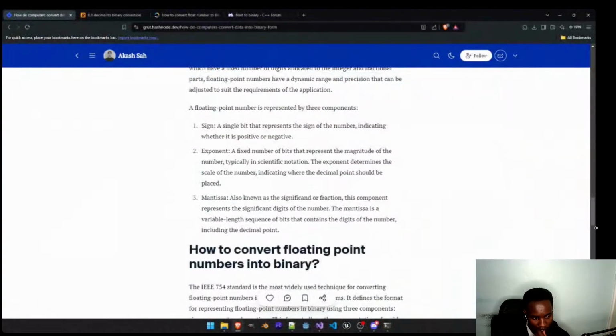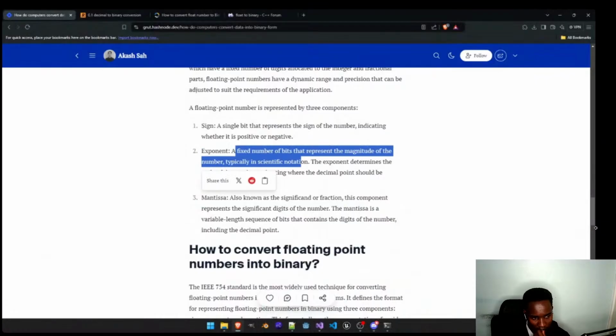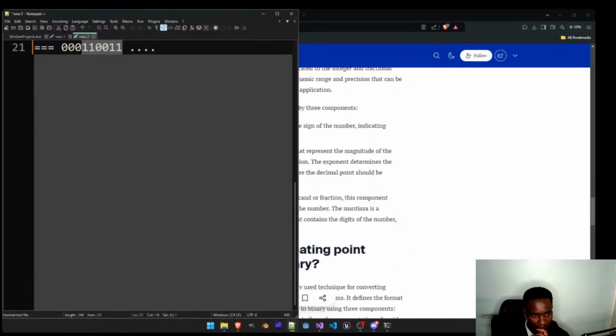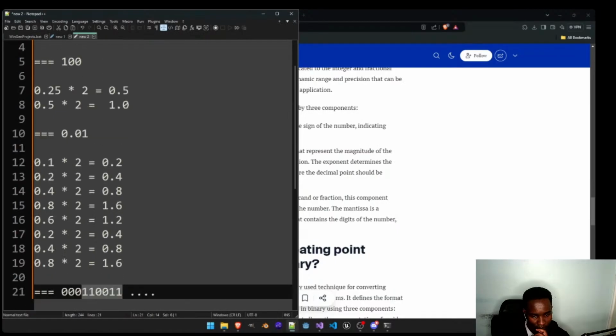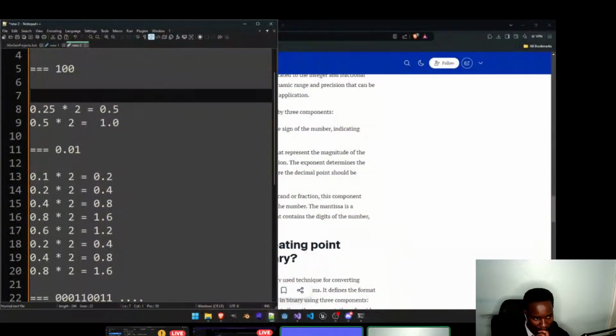And then we have an exponent. An exponent is a fixed number of bits that represents the magnitude of the number, typically in scientific notation. I think we know the exponent for the normal type of exponent. So for example, if it's 0.25, usually we put it like 2.5 times 10 to the power of, is it -1, right? Yeah.